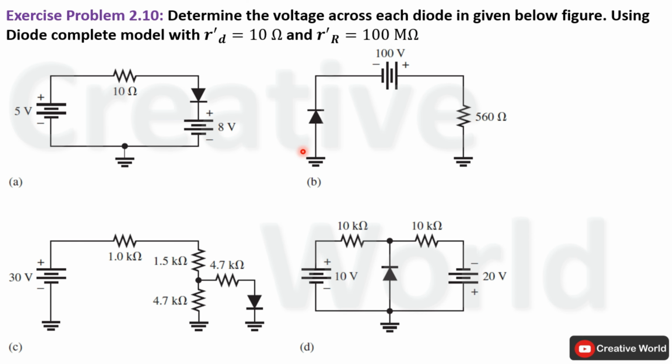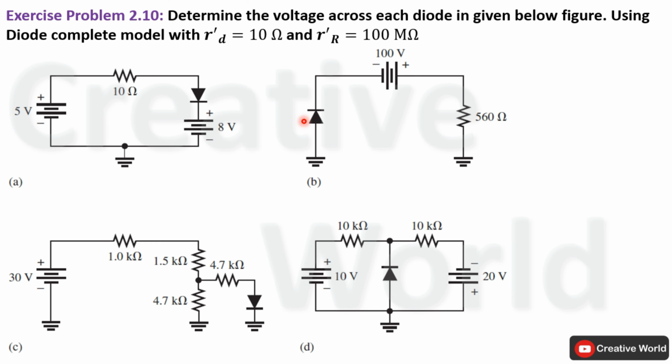This figure contains 4 circuit diagrams. A silicon-based diode is connected in different configurations in each circuit diagram, and we have to find the voltage across this silicon-based diode in all of these circuit diagrams. But this time we have to consider the diode complete model.